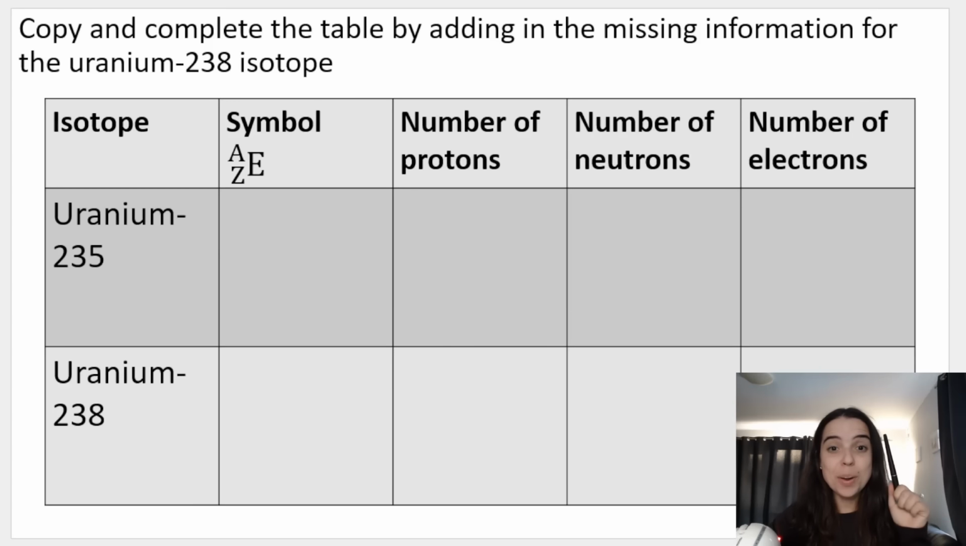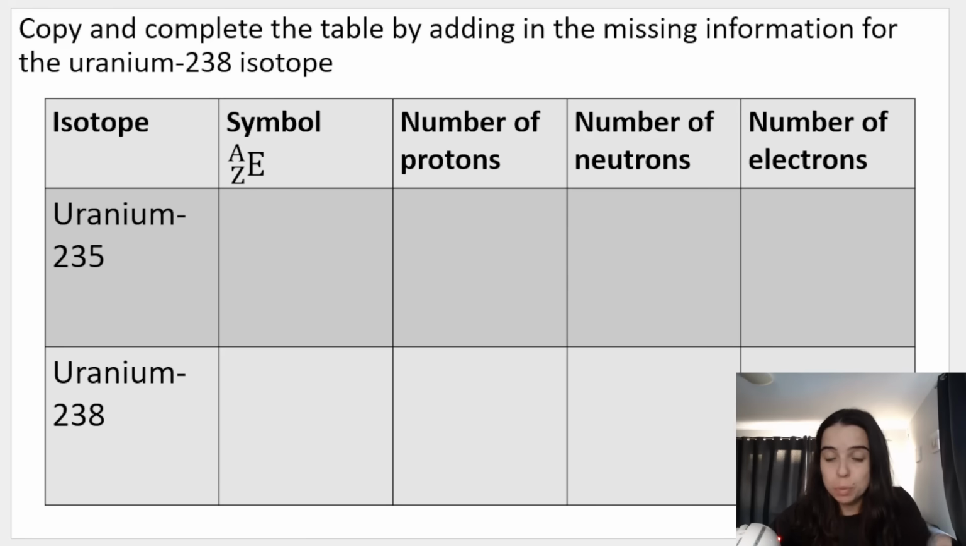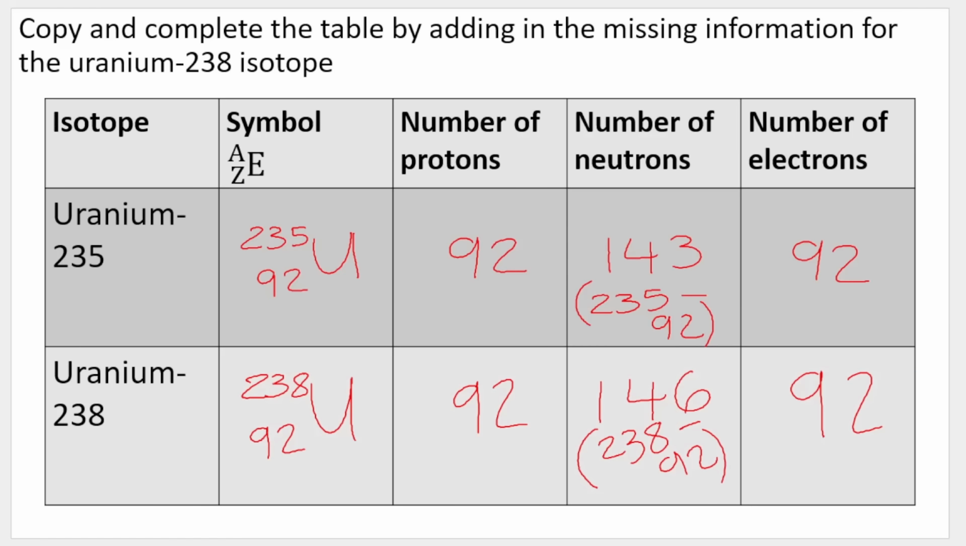So you can try this one very quickly for yourself if you want to. You can look up uranium on your periodic table. The symbol is U. And here's the answer for that. So first they wanted it in this notation with the element there, the big number at the top, which is this number, and then the atomic number at the bottom, which is 92, according to the periodic table.